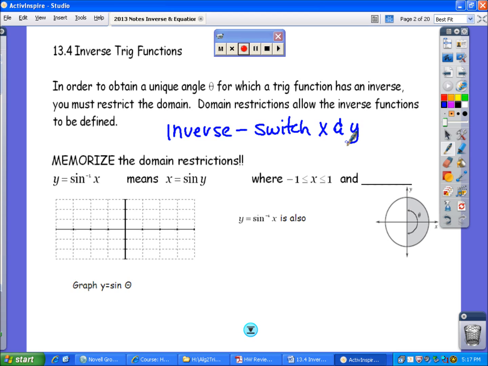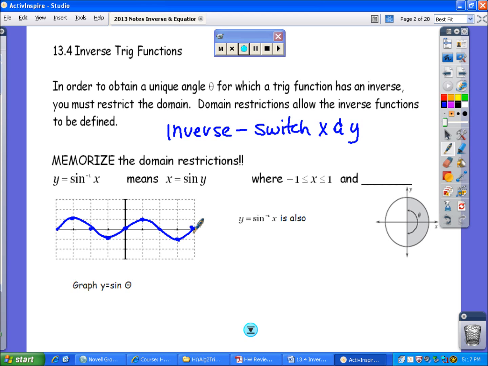So in a sine graph, remember that our domain is all reals, and our range is from negative 1 to 1. All right, let's graph the sine function. So it's 0, high, 0, low, 0, and reverse the pattern. All right, so that's the sine graph.